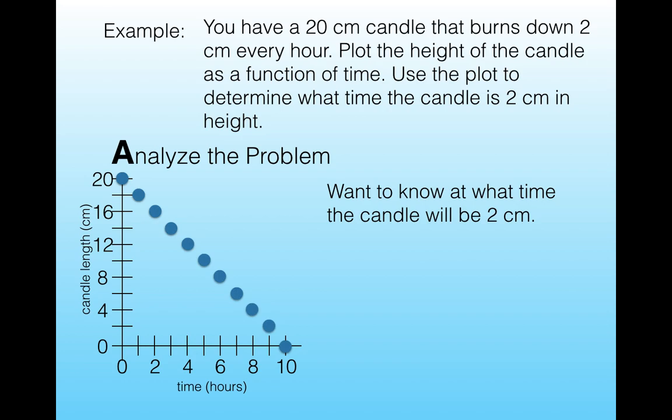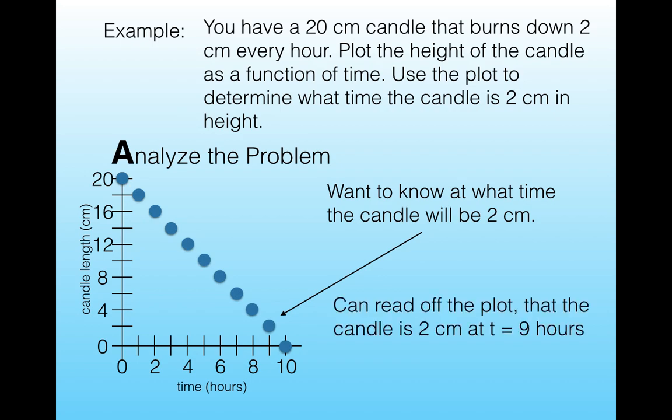So finally, now that we have our plot, we need to make sure that we're answering all the questions. Again, we look back at the example questions, and it says, use the plot to determine what time the candle is 2 centimeters in height. So we want to know when that happens. We can easily read that off the plot. It occurs when t equals 9 hours.